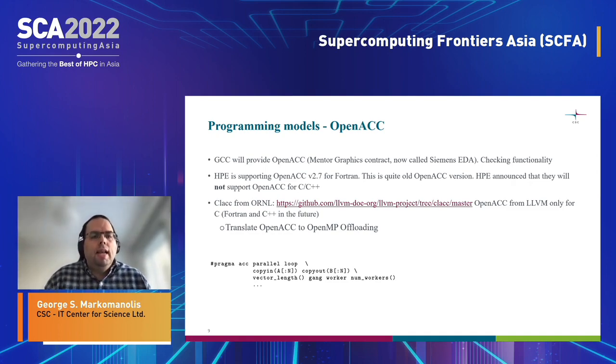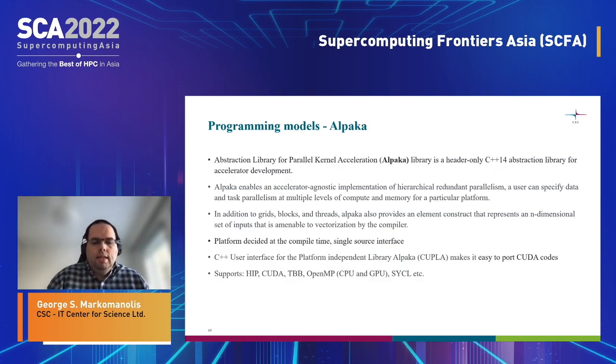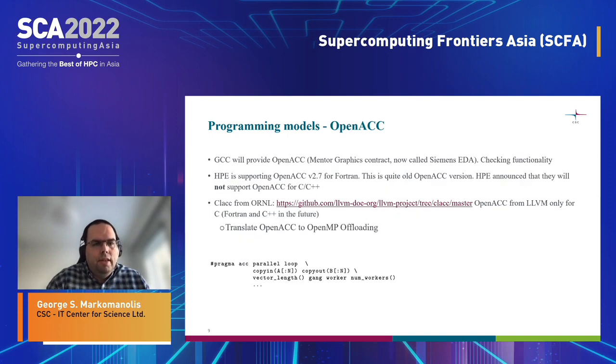However, I saw Clacc. Clacc is from Oak Ridge. It's a research project about OpenACC for LLVM. It's only for C for now; Fortran and C++ will probably come in the future. Clacc can also translate OpenACC code to OpenMP. I have done some tests. It's promising, not perfect. And here again, I have a pragma showing how an acc loop, etc. works. Also, sorry, there's the automatic transition of slides. The vector length and the number of workers can also be tuned here for AMD GPUs.